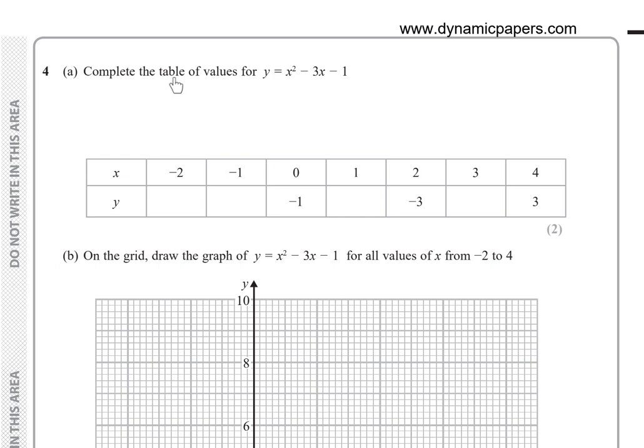4a, complete the table of values for y equals x squared minus 3x minus 1. So substitute by x equals negative 2. So negative 2 squared minus 3 times negative 2 minus 1 equals 9. By the same way, if you substitute by negative 1, put x equal negative 1, so the answer equals 3.